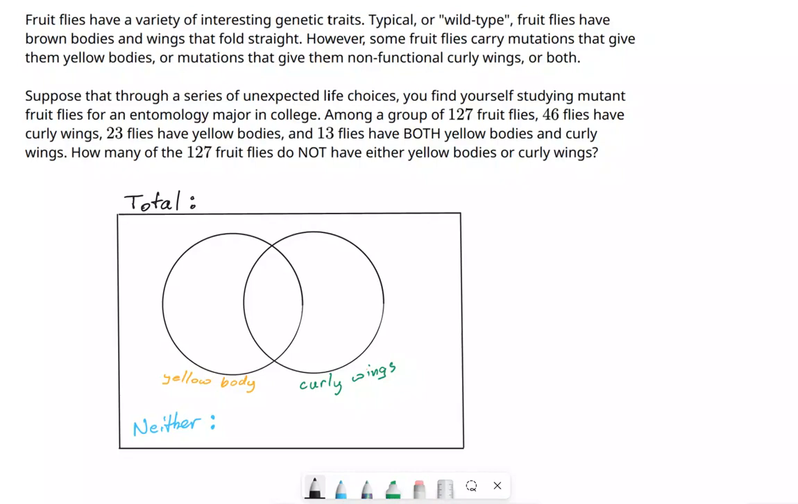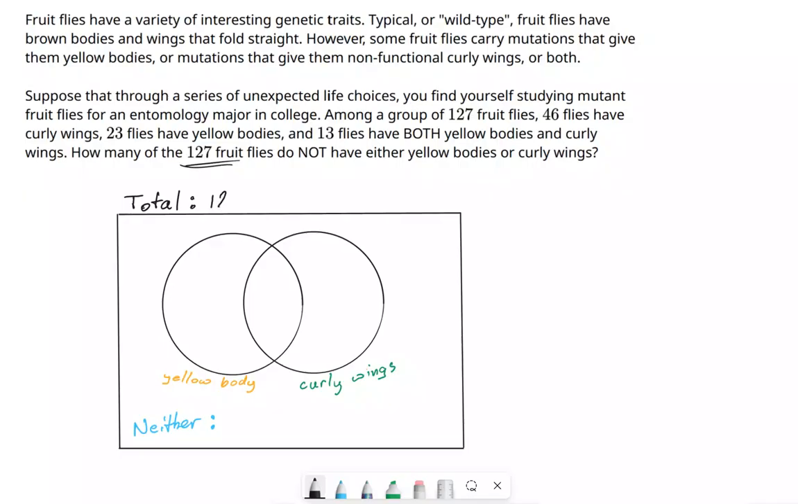Great example of a math problem that is actually pretty hard until you draw it, and then it becomes pretty easy. So the first thing I'm going to do is try to get all the information that's in this paragraph about fruit flies into a picture diagram. And I think then it's going to become pretty clear what we need. So I'm told, first off, that there are 127 fruit flies.